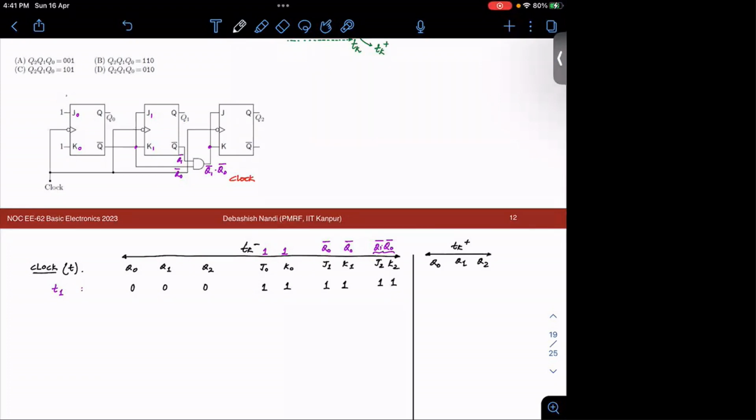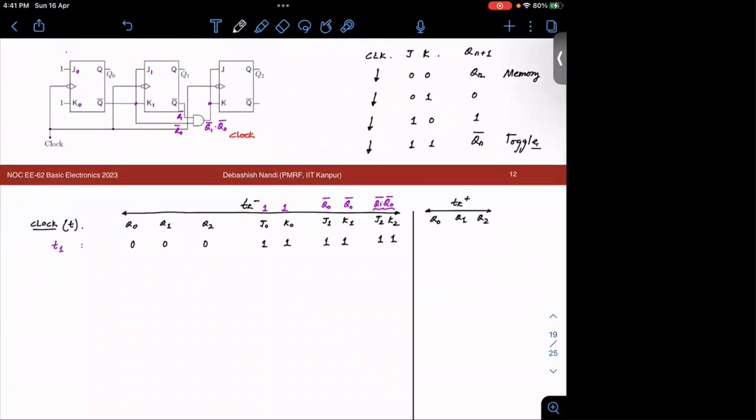Now you know that your truth table for a JK flip-flop with negative edge triggering is something like this. Whenever you have a negative edge and 0, 0, you have a memory state, right? With a negative edge, you have 0, 1, the output is 0. Negative edge, you have 1, 0, your output is 1. Whenever a negative edge and 1, 1 is there, your output will be Qn bar, right? It will toggle. So this is memory. This is toggle.